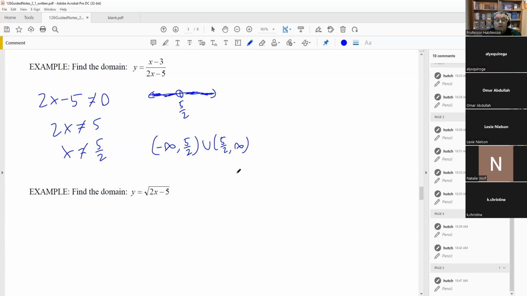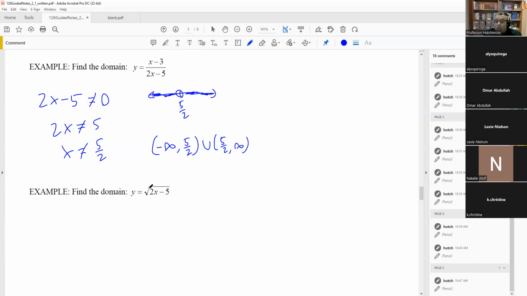When we use parentheses, parentheses means that the number is not included. If we use a bracket, it means the number is included. Okay, so in this case, I want to use parentheses because I do not want to include 5/2. So this is saying that my domain is going to be all the numbers less than 5/2 and all the numbers greater than 5/2. But the number 5/2 itself is not included because that causes division by 0. That's how you do that one.